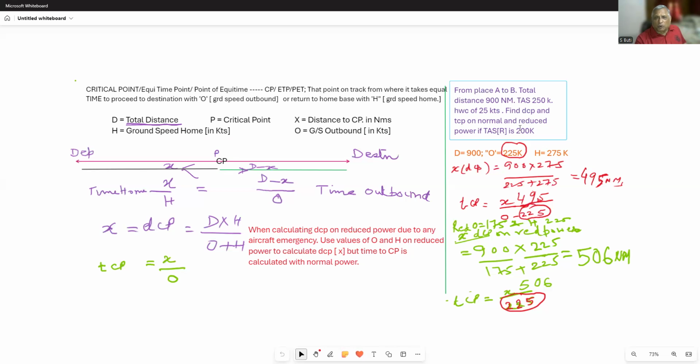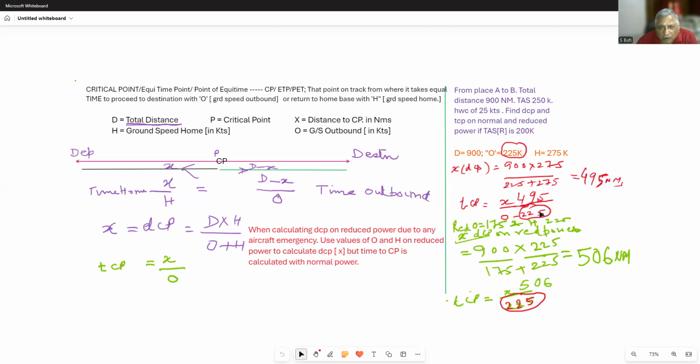That you will know from your aircraft manual. D 900, TAS 250, less 25 on outbound. Home will be 250 plus 25 on return. And my DCP will be 495 nautical miles.